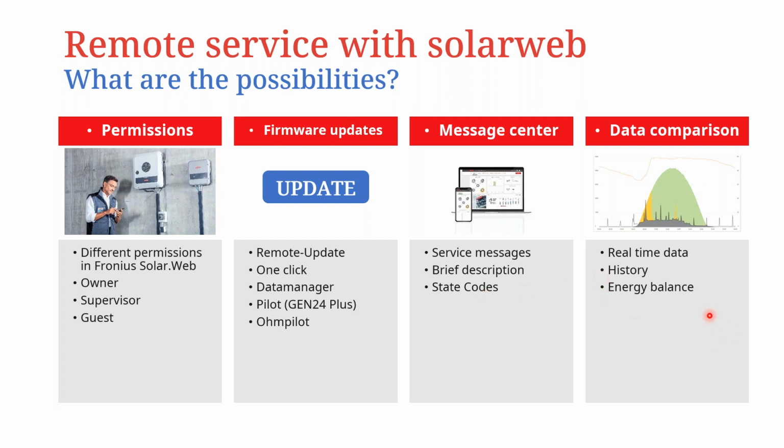In SolarWeb, you can also remotely do data comparison. So this can be both real-time data as well as history data. And you can also look at what the energy balance looks like for any particular system. And you can also compare two systems that have closely related data as far as production is concerned.